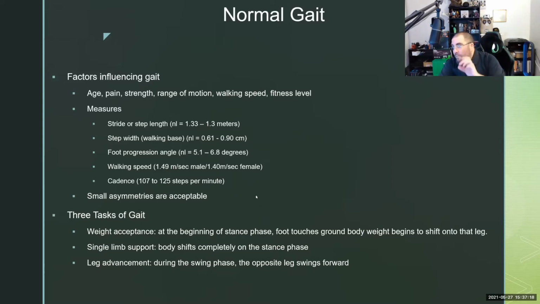Small amounts of abnormalities are acceptable. Large amounts are not. So asymmetry means abnormalities. What are our 3 tasks of gait? What are our 3 kind of jobs of our legs? Well, there has to be weight acceptance, meaning can the leg bear weight? Can a single leg bear weight? That's single limb support. And then can the leg that's not bearing weight move forward? Leg advancement. We're going to talk about that next semester with stroke patients. A lot of the problem with stroke patients is the weight acceptance and the leg advancement. They don't have the ability to move those legs or bear weight on them as much.